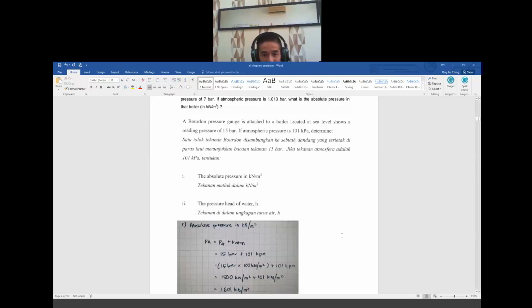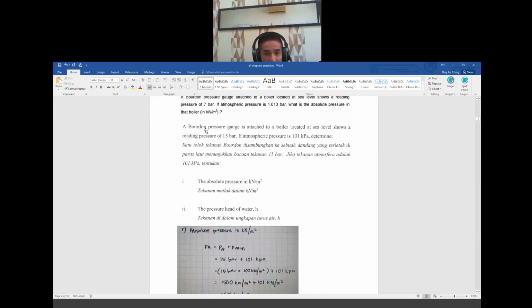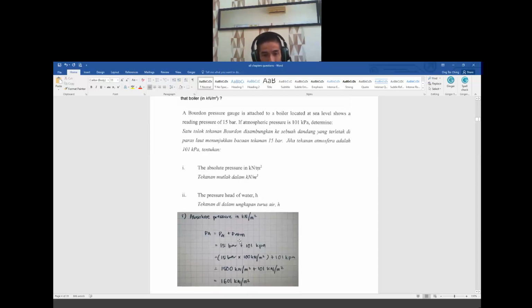You have a modern pressure gauge attached to a boiler that shows a reading of 15 bar. If the atmospheric pressure is given to you as 101 kilopascal, the first thing that you would like to determine will be the absolute pressure. Then you need to provide the answer in kilonewton over meter squared. So let's have a look at the proposed solution here.